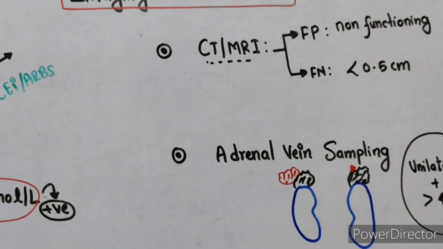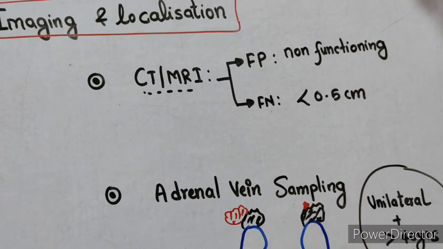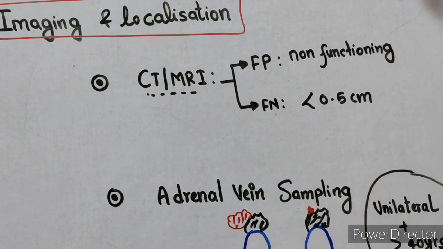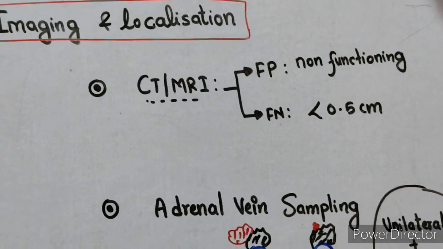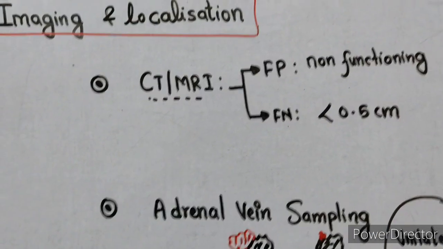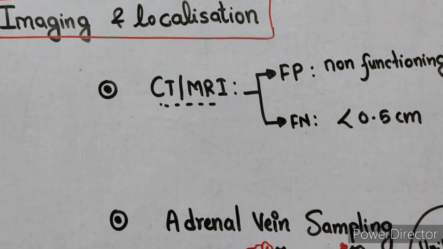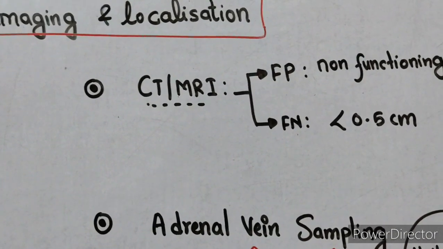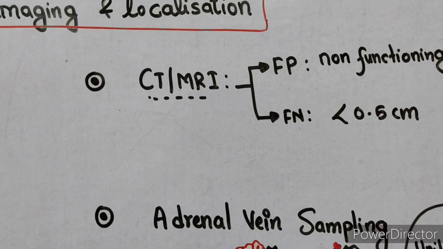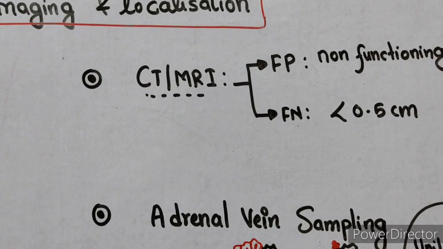Now let's know the cause of hyperaldosteronism by imaging. CT or MRI is an important investigation, but it may show false positive and false negative results. False positive if there is a non-functioning adrenal adenoma, and false negative if the adrenal mass is less than 0.5 centimeter. Then CT or MRI may not have the resolution to detect these lesions.